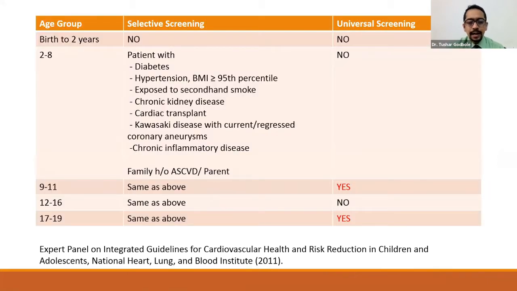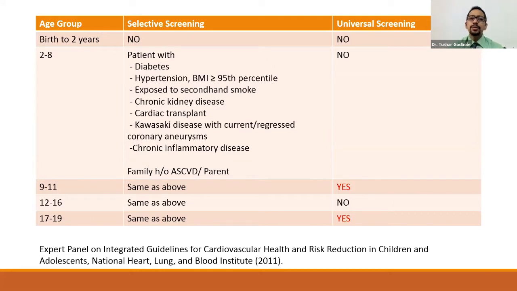So this is the guideline that comes from the expert panel on integrated guidelines for cardiovascular health and risk reduction in children. So this is coming from the Pediatrics 2011 guideline. There are no universal screening recommendations for children below 2 years, be it selective or universal.